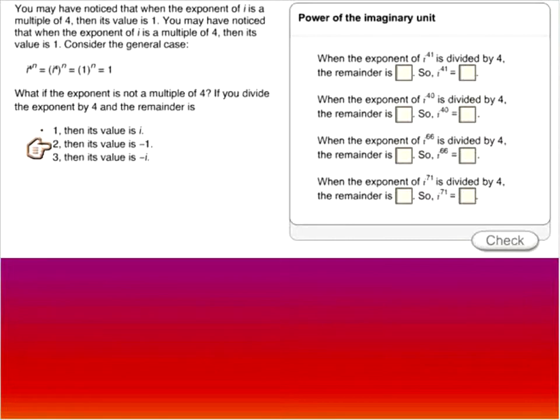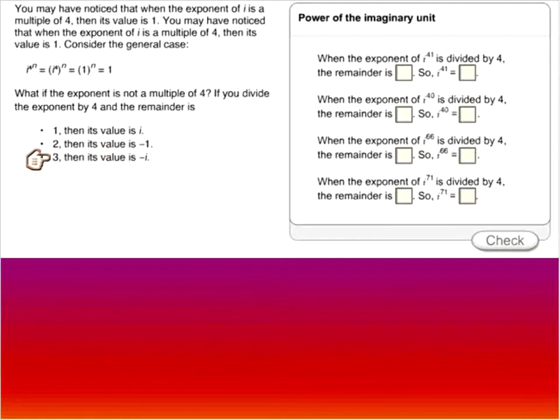So what they've determined is that all you have to do to figure out anything that's not a multiple of 4 is divide that exponent by 4. And then they tell you you're going to get one of 3 remainders. You're going to get a 1 as a remainder, a 2, or a 3. If when you divide that exponent by 4 you get 1 as a remainder, then that exponent of i will simplify to an i. If you get a remainder of 2, that exponent of i will simplify to a -1.